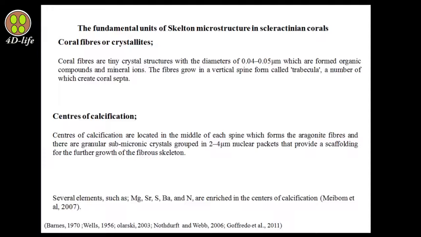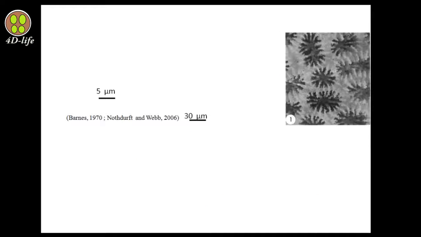Centers of calcification are located in the middle of each spine, and they are granular submicronic crystals grouped in 2 to 4 micron nuclear packets within the centers that provide a scaffolding for the further growth of the fibrous skeleton. In some papers, they call it the early mineralization zone, EMZ, but in most papers we call them centers of calcification. Let's show you here the center of calcification and coral fibers.